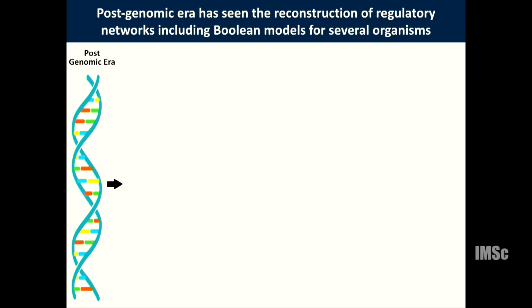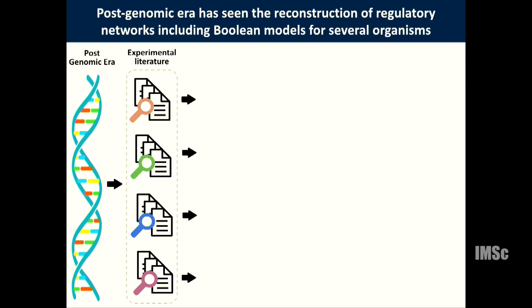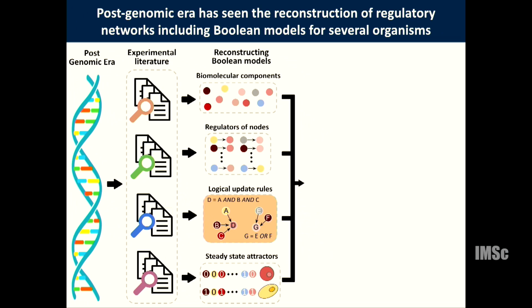So as I mentioned yesterday, in the post-genome era, subsequent to genome sequencing, which started towards the end of the last century, people have started constructing Boolean models for different biological processes, because of the available information on the parts list of an organism and also the interactome.